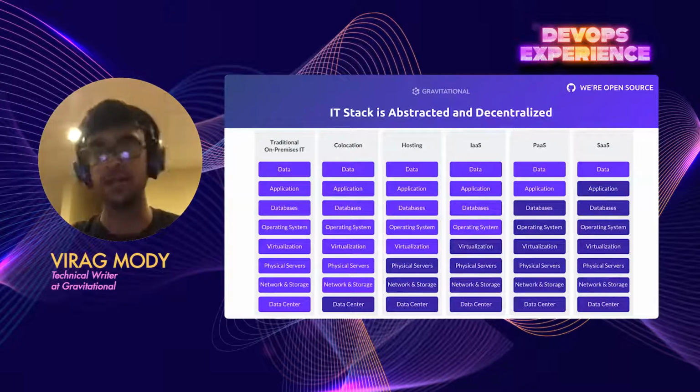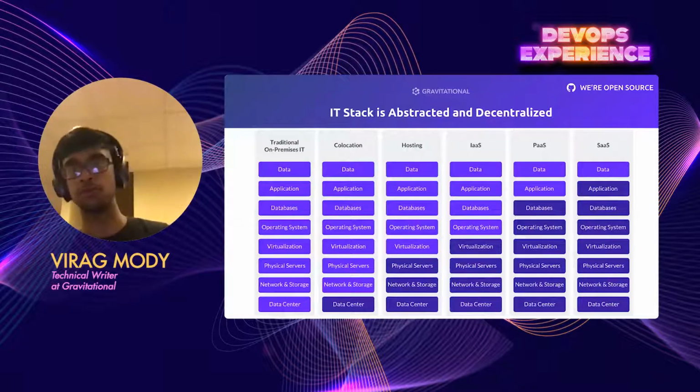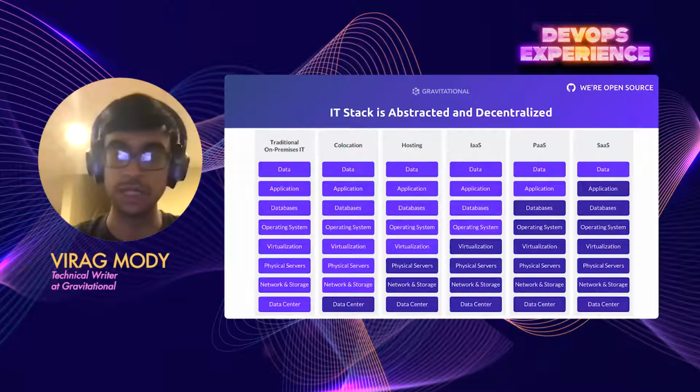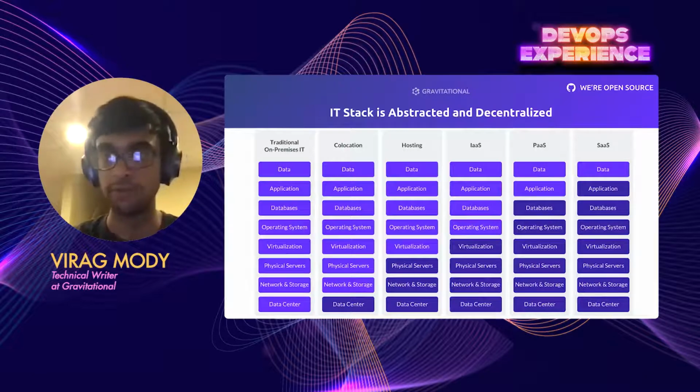God forbid, using edge devices, right? And then at that point, you've sort of scaled your network exponentially. And so on its own, abstraction and decentralization aren't a problem. It lets teams move quickly and get a lot more done than ever before.